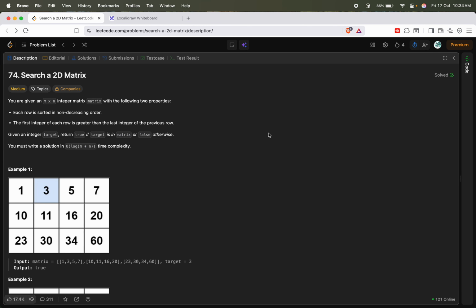Today, let's solve Leetcode problem 74. Search a 2D matrix. You are given an m by n integer matrix with the following two properties. Each row is sorted in a non-decreasing order. The first integer of each row is greater than the last integer of the previous row.